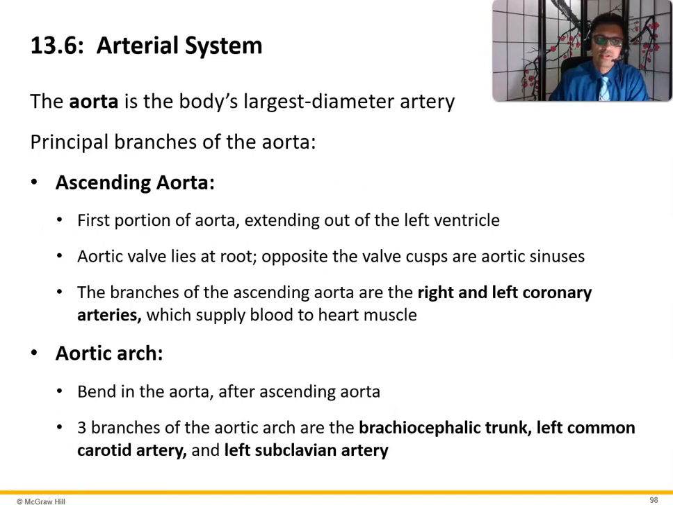Now the arterial system. Let's do a separate one for this.